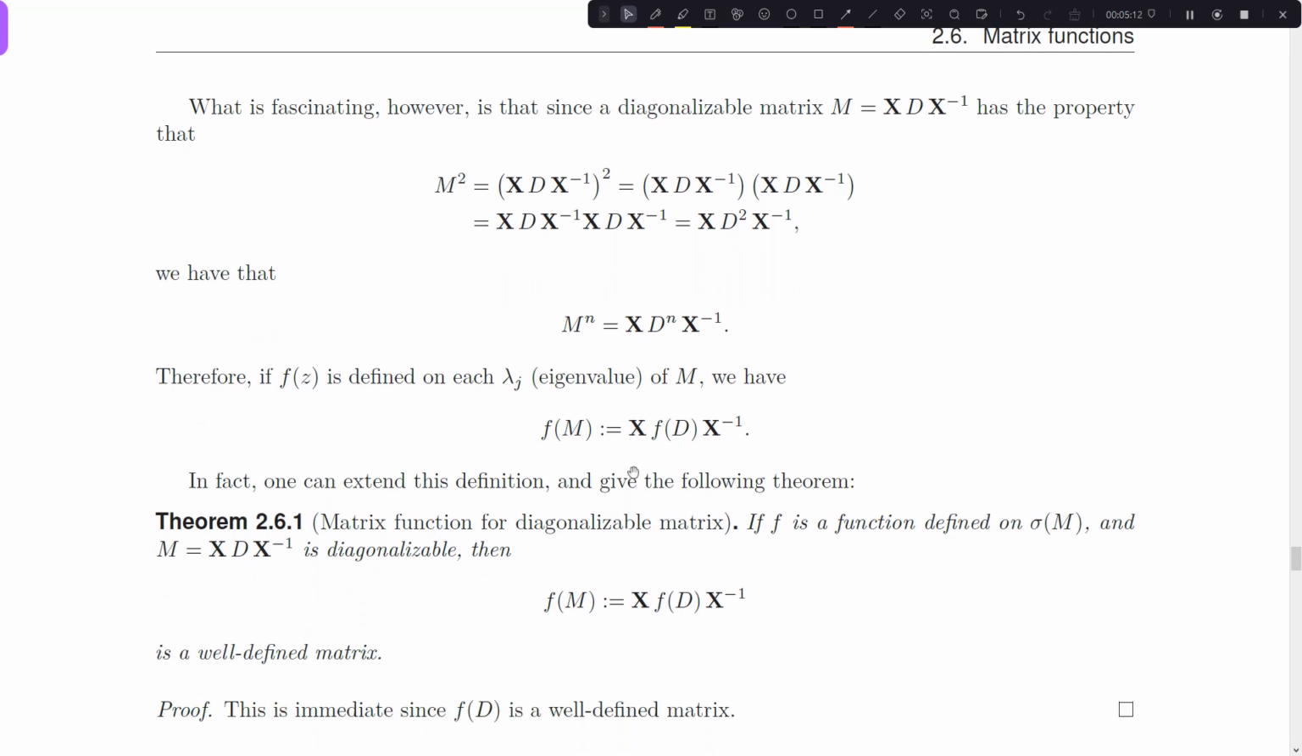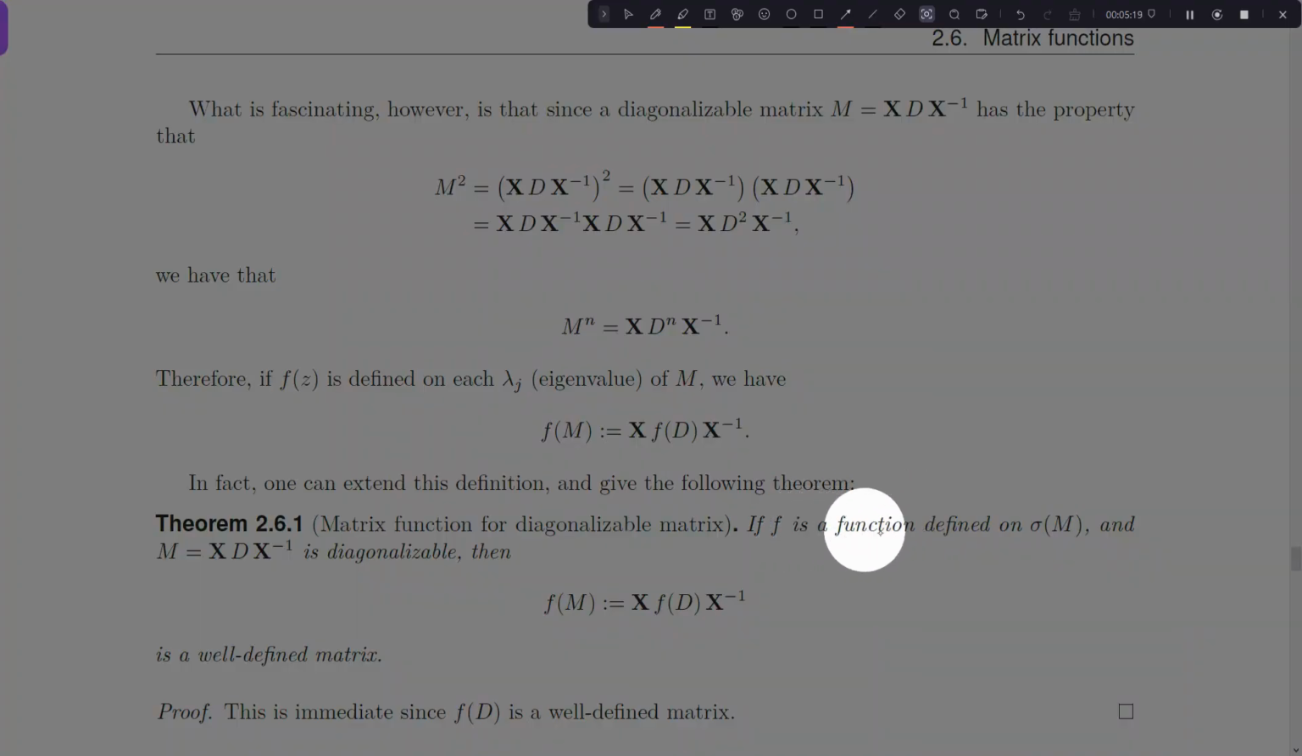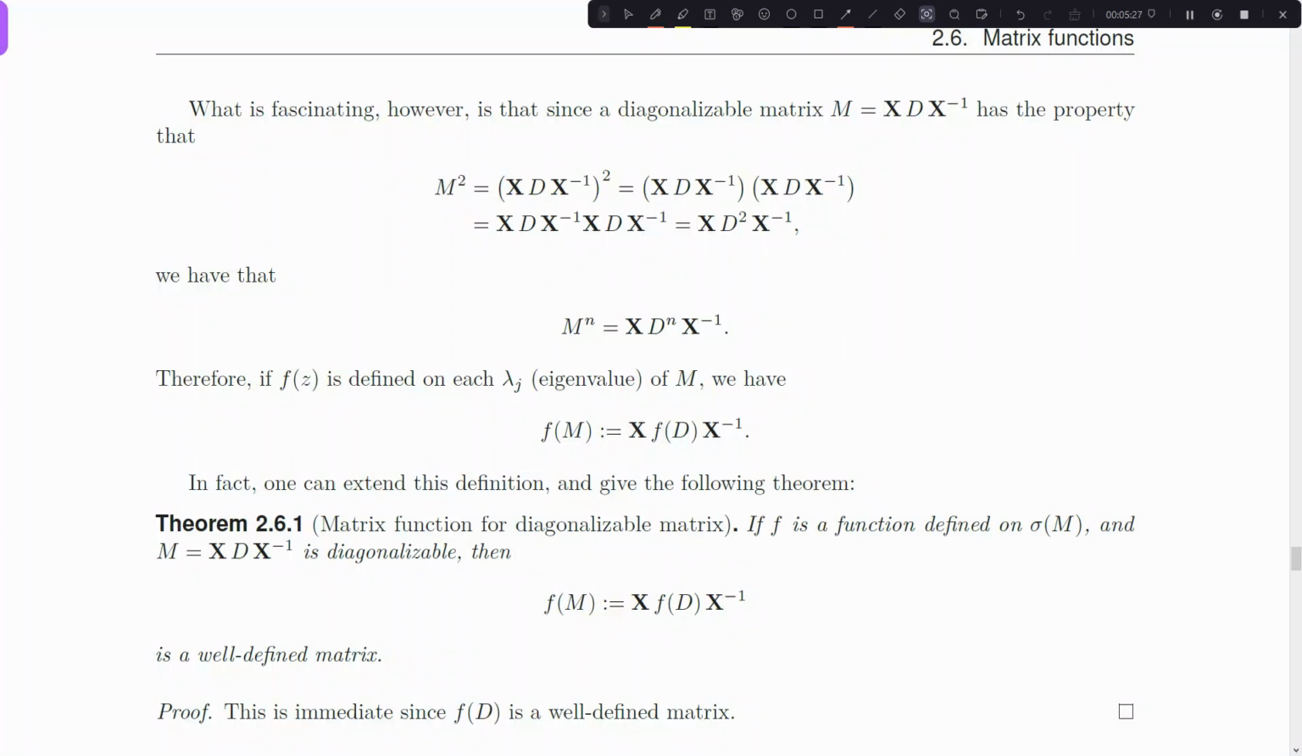And so we have a theorem here. And it turns out there was nothing really special about f being analytic. So right now I'm going to make it that f is simply a function which can be defined on the spectrum of M. Why do I say it has to be on the spectrum of M?